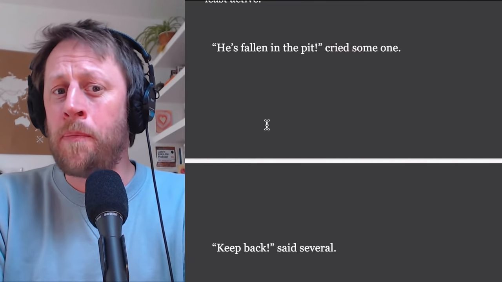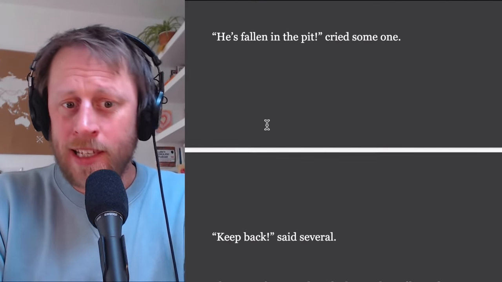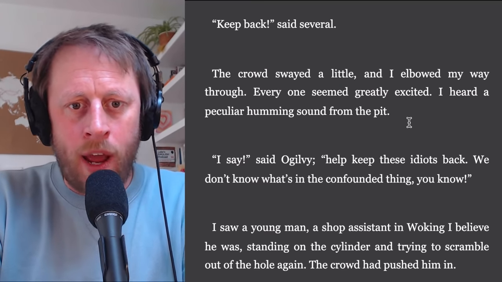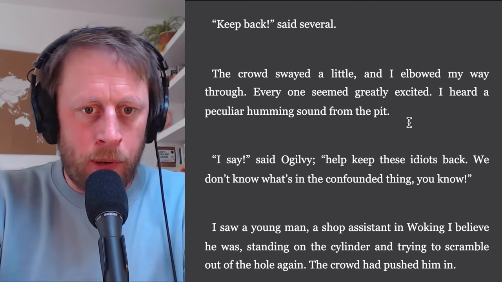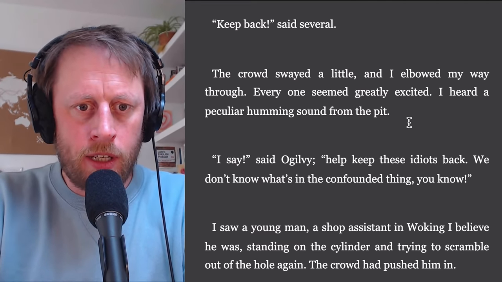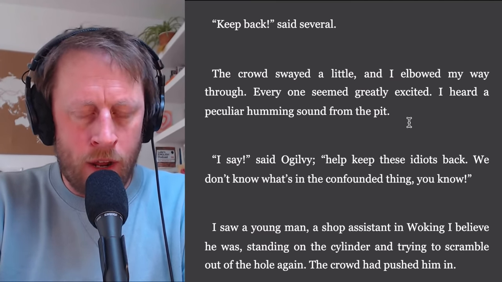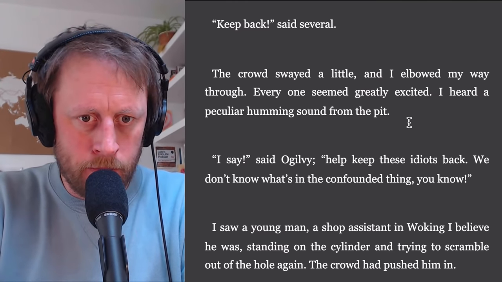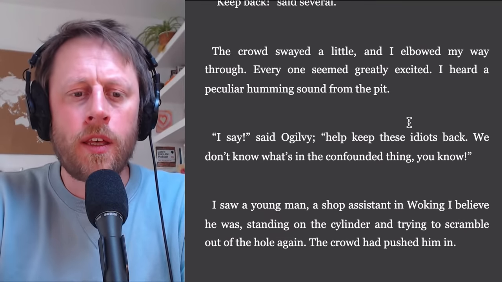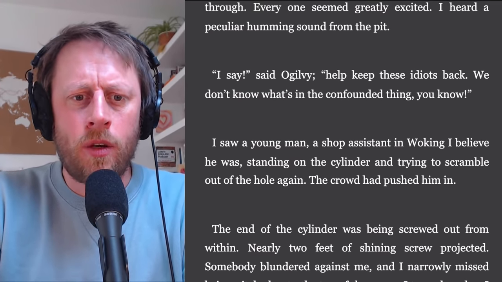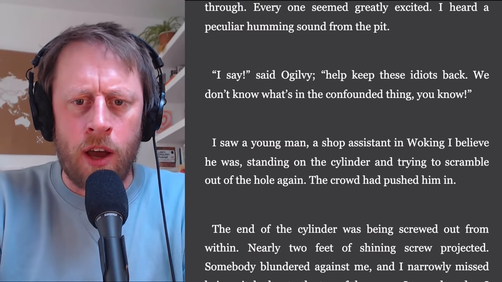"He's fallen into the pit," cried someone. "Keep back," said several. The crowd swayed a little, and I elbowed my way through. Everyone seemed greatly excited. I heard a peculiar humming sound from the pit. "I say," said Ogilvy, "keep these idiots back. We don't know what's in the confounded thing, you know."